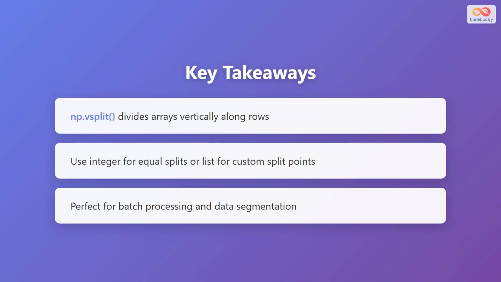To summarize, vsplit divides arrays vertically along rows. You can use an integer for equal splits or provide a list for custom split points. This function is perfect for batch processing and data segmentation tasks. With practice, vsplit will become an essential tool in your NumPy toolkit.